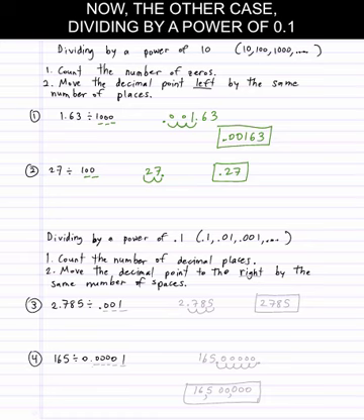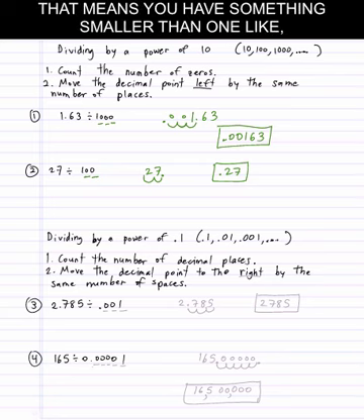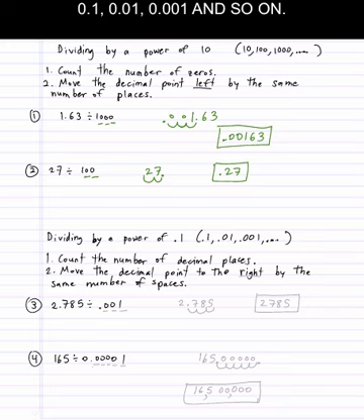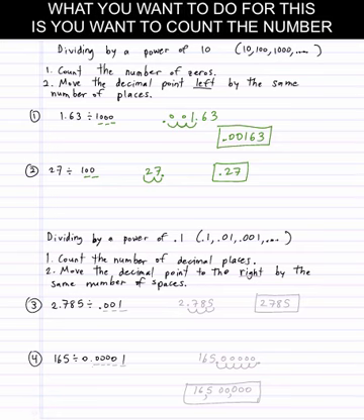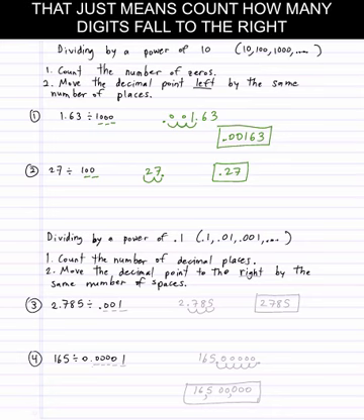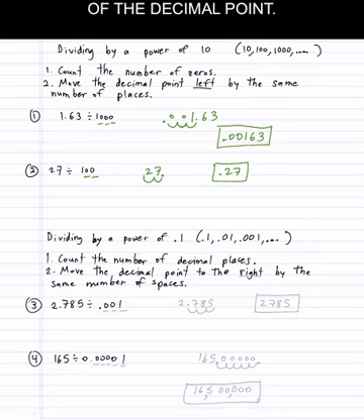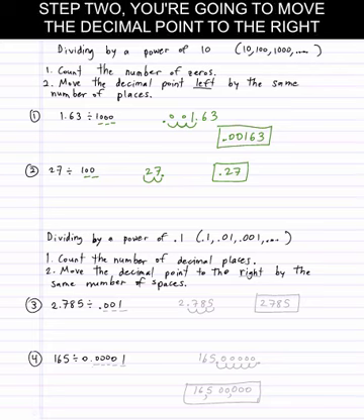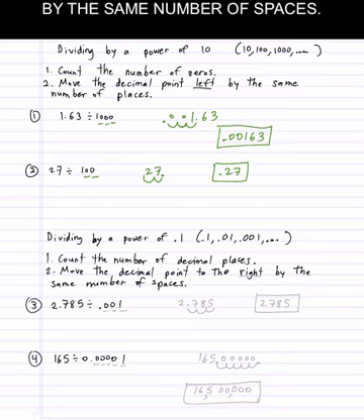Now, the other case, dividing by a power of 0.1, that means you have something smaller than 1, like 0.1, 0.01, 0.001, and so on. What you want to do for these is you want to count the number of decimal places. That just means count how many digits fall to the right of the decimal point. Step 2, you're going to move the decimal point to the right by the same number of spaces.